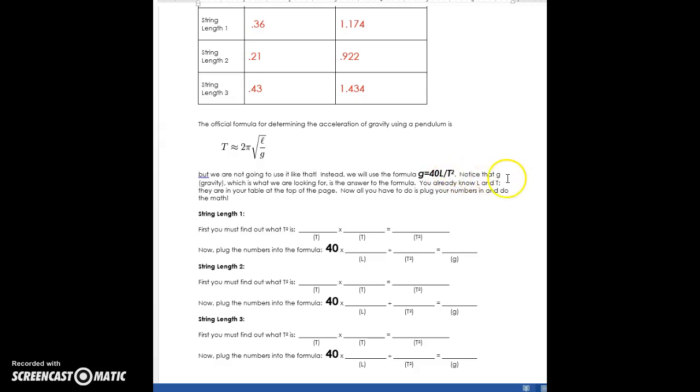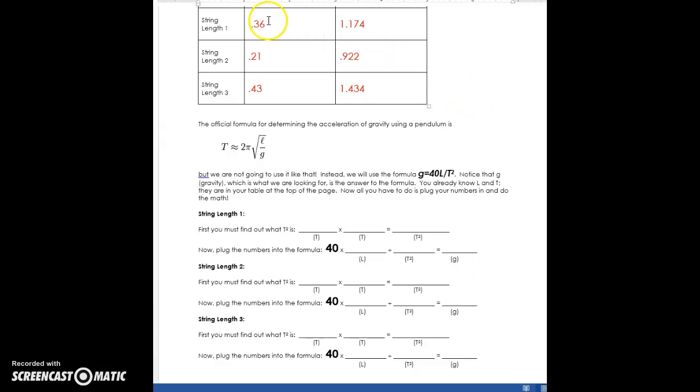squared. So in order to do this, I've broken it into 2 steps for you because my rinky-dink calculators do not have a squared button. First, we are going to find out what T squared is. When we know T squared, we are going to plug it in to the spot in the formula down here, plug in our L, and then we will be able to calculate gravity. So follow along with me here. This is what we're going to be doing.